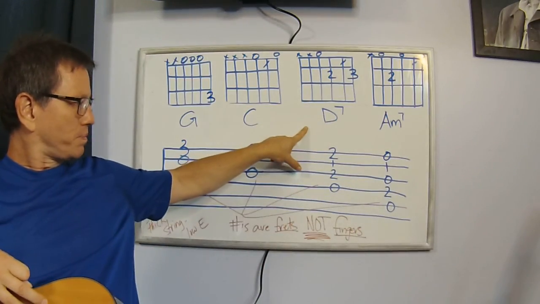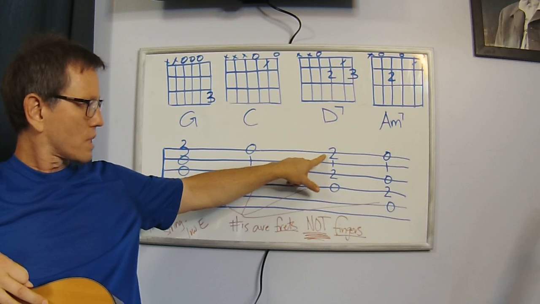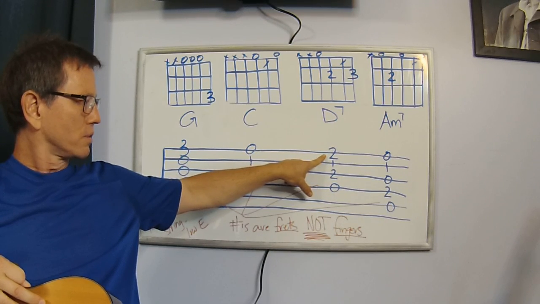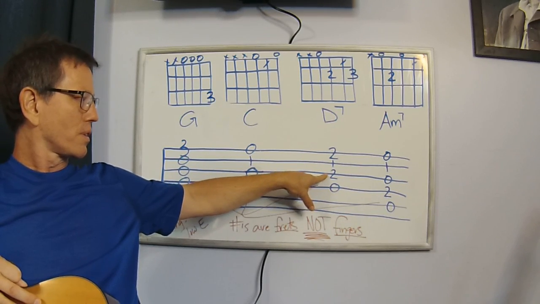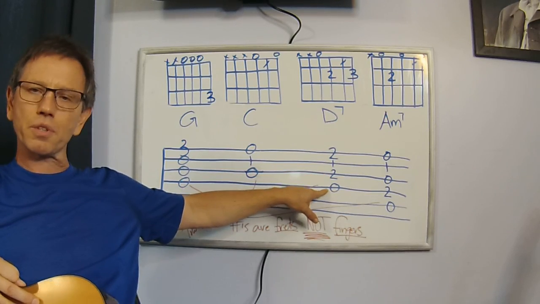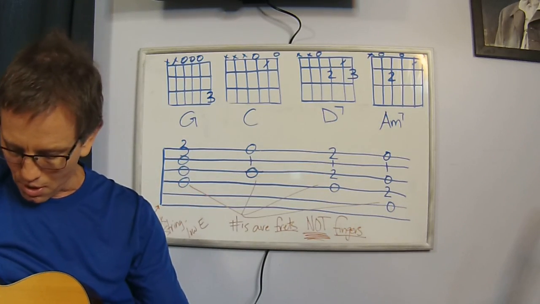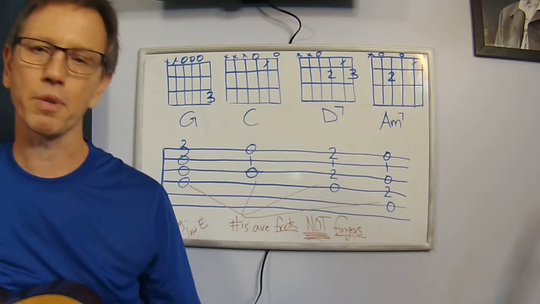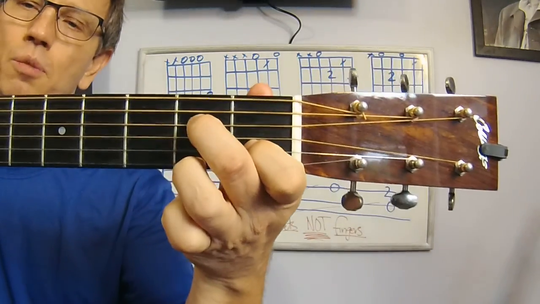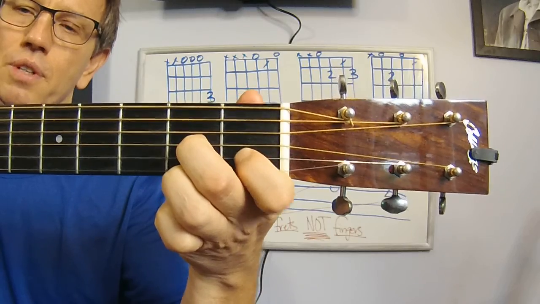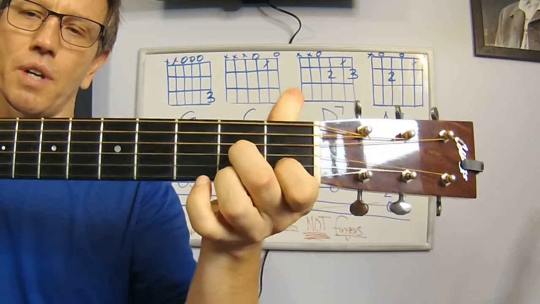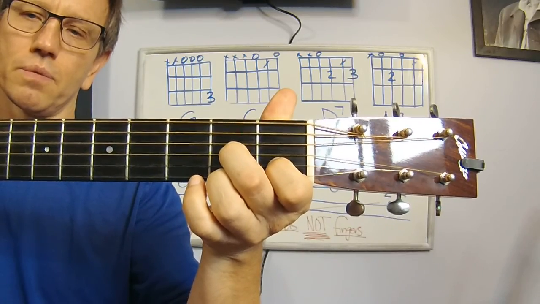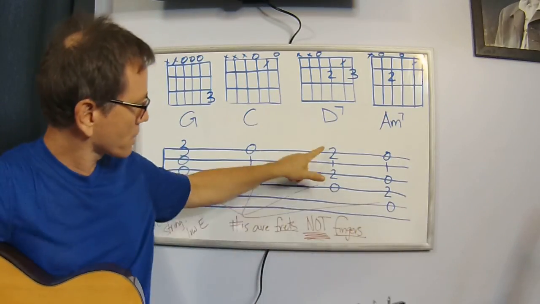So on the D7: 2nd fret, 1st string, 1st fret, 2nd string, 2nd fret, 3rd string, 4th string open. If you remember the D7, here's your open 4th string, 2nd fret on the 3rd string, 1st fret on the 2nd string, 2nd fret on the 1st string. So it lines up with this.